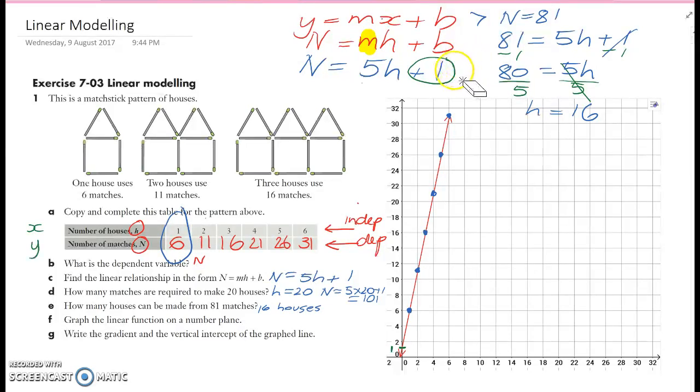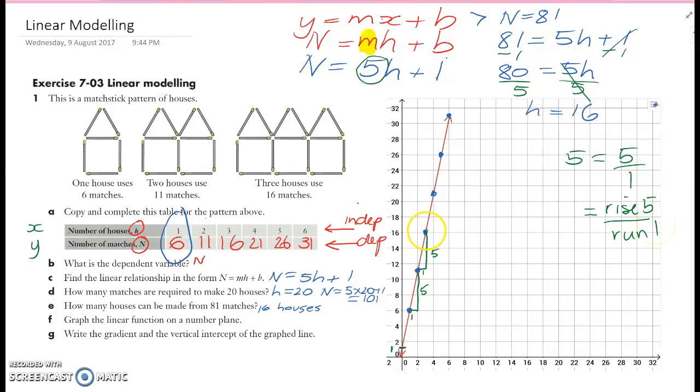And let's also see how that relates to the graph. See this gradient here, 5. That means every time I go across 1, I go up 5. Yeah, that's true. Because 5 is the same as 5 over 1, which means a rise of 5 every time you run 1. So here's me running 1 and going up 5. So yeah, that works. So you've graphed the linear function on the number plane. Great, that's good.